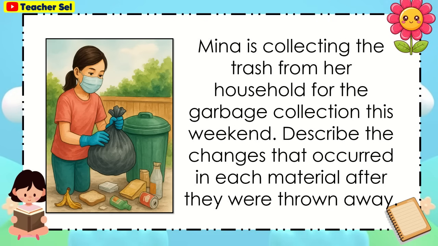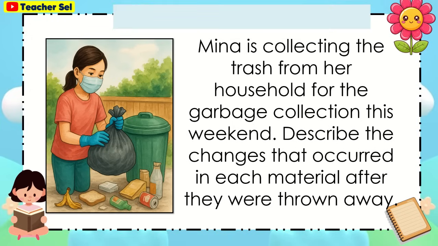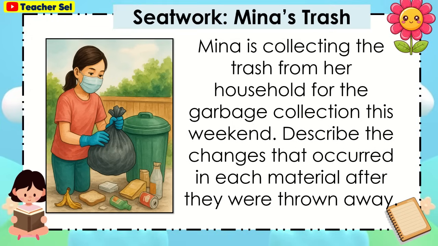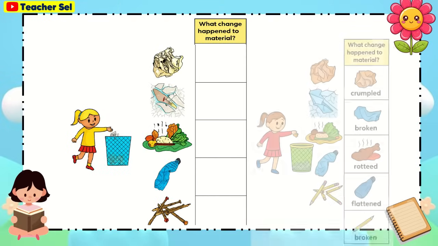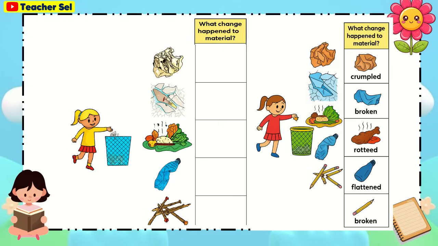Mina is collecting the trash from her household for the garbage collection this weekend. Describe the changes that occurred in each material after they were thrown away. What change happened to the material? Here are the correct answers. For the first picture, crumpled. Next, broken, rotted, flattened, and broken.